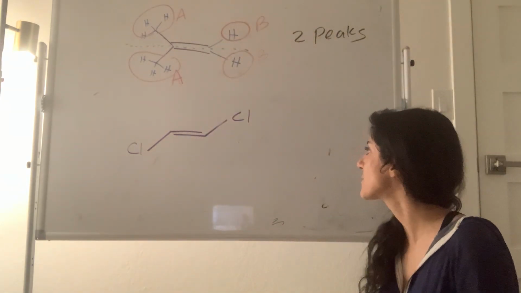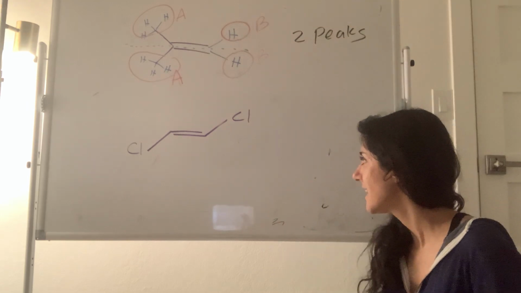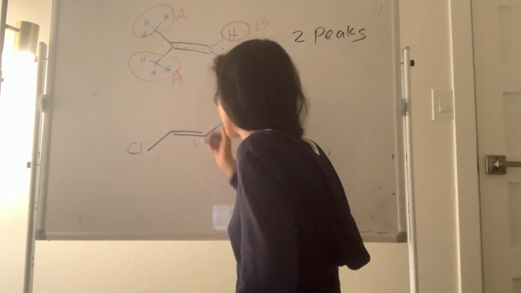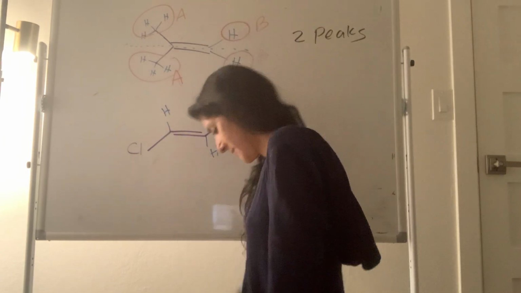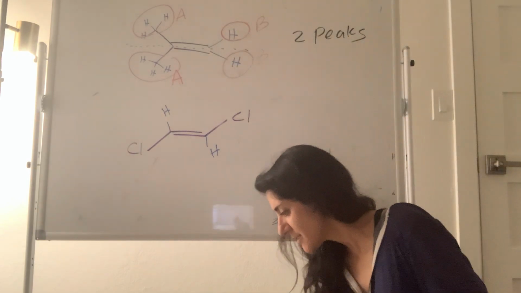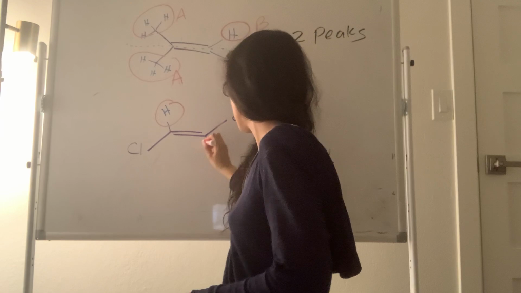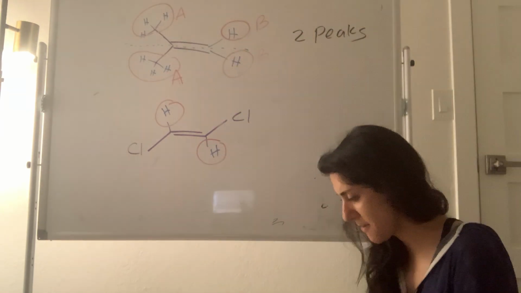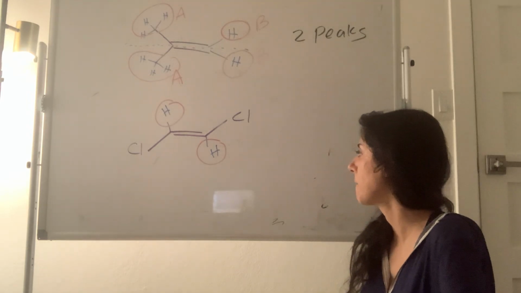Okay, ready for the last one? The last one is a good one, so definitely pause me and do this. I'm going to put the hydrogens out. Again, it really helps to put the hydrogens out. I have 2 hydrogens. Are they equivalent to each other or not equivalent? So what do you think? So here is a hydrogen over here, and I have a hydrogen over here. Let's look at the neighboring to see if they're equivalent or not.